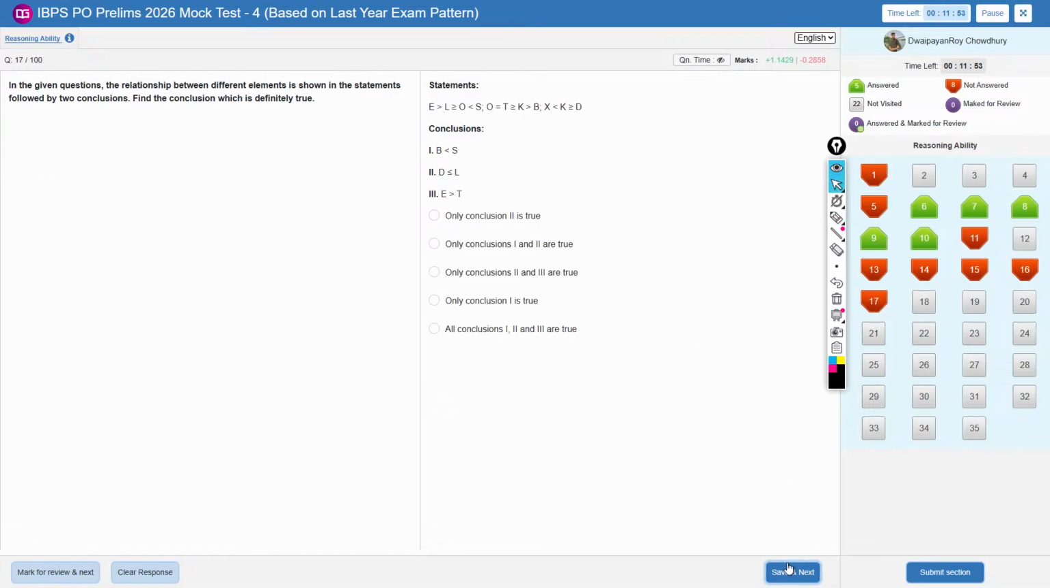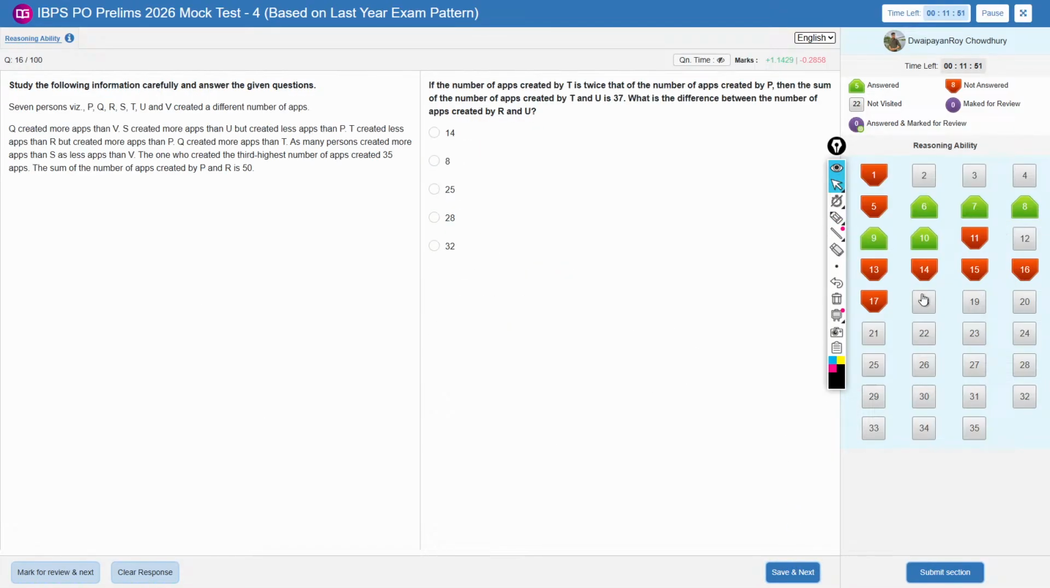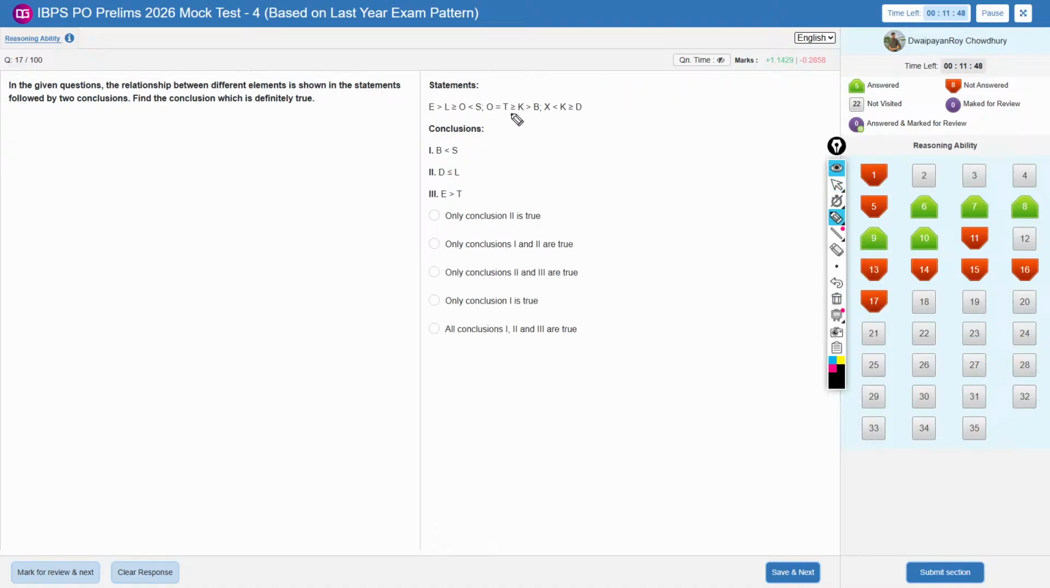Skip it. Okay. B is greater than. Okay, B less than S. B less than O and O less than S. So true. D less than or equal to L, K, T, O, L, and E greater than T, E greater than L greater than O, O equal to T. So E greater than T. So all follows.